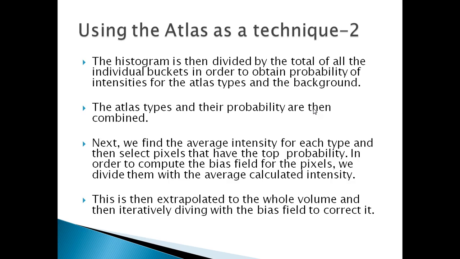Our key point here again is to compute the bias field. In order to compute the bias field, we will divide by the calculated average intensity. Once we have the computation of the bias field, we extrapolate it to the whole volume and then iteratively divide the bias field to correct the bias field in this particular technique.